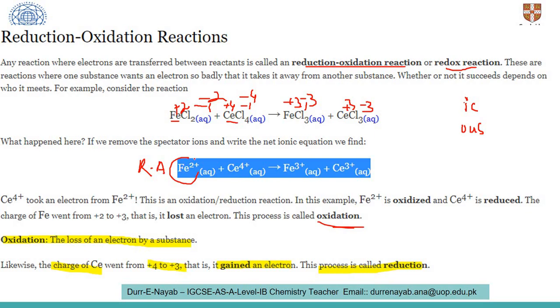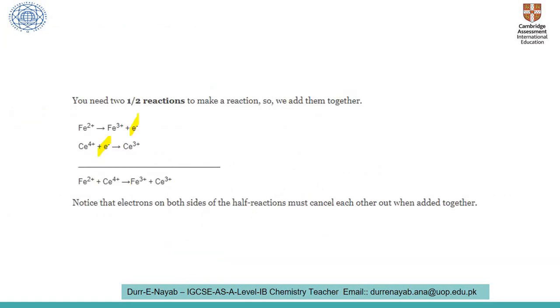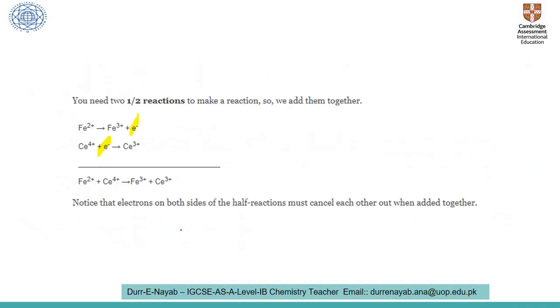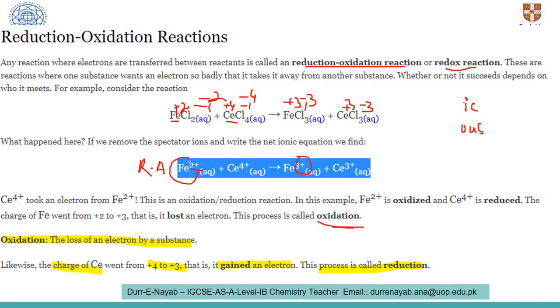When it gives electron to the cerium, you can see the oxidation number of this iron gets increased from plus 2 to plus 3. We will move over here to what they have written. A reducing agent decreases the oxidation number of another atom. Now the oxidation number of the reducing agent, what? It increases. We are going to study this first statement: the oxidation number of the reducing agent increases. You can see from plus 2 to plus 3.